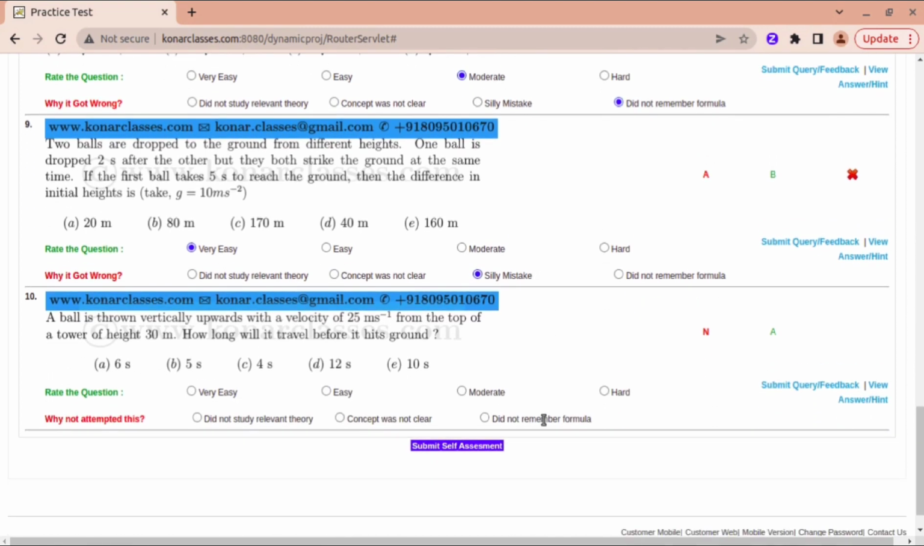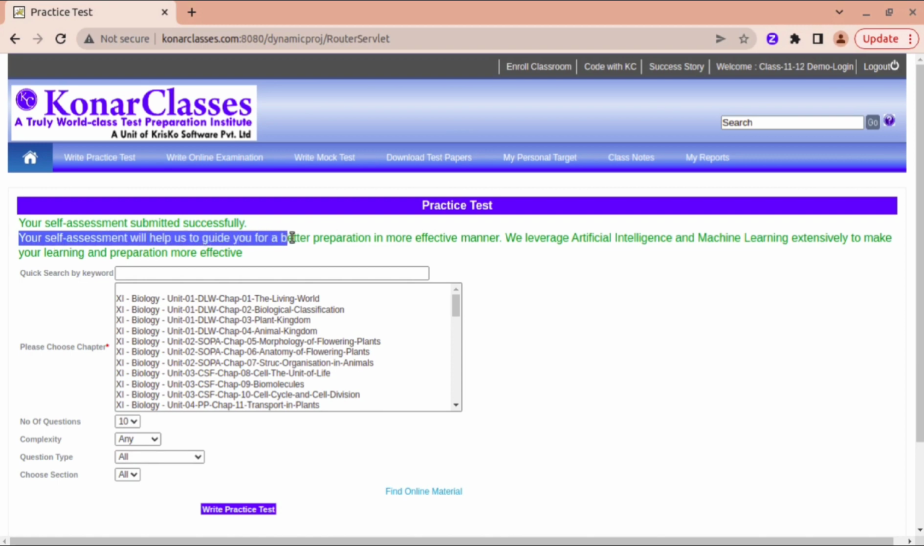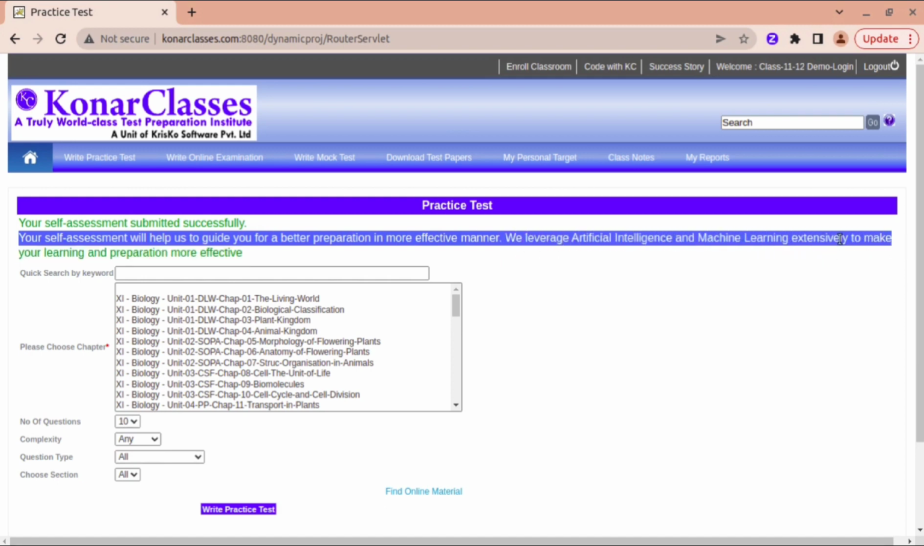Okay, and question number 10, read the question, it is hard, and why not attempted this? Suppose I give here that I did not study the relevant theory. Once it is done, you can click on submit self-assessment. Once you click on it, you get a message something like this: your self-assessment was submitted successfully. Your self-assessment will help us guide you for better preparation in a more effective manner. We leverage artificial intelligence and machine learning extensively to make your learning and preparation more effective.